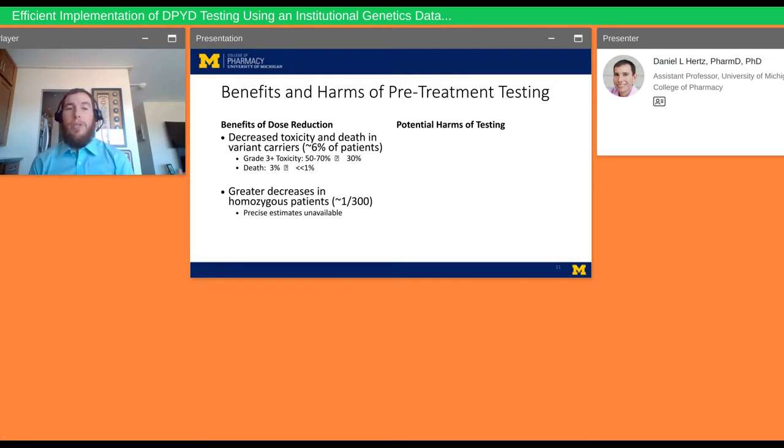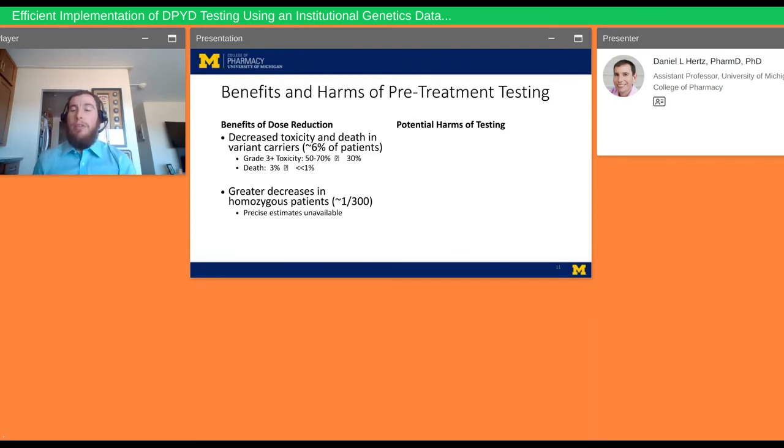So again, starting with the benefits of dose reduction, in our variant carriers, which is about 6% of patients, there is a reduction in grade 3+ toxicity from about 50 to 70% to about 30%, and a reduction in risk of death from about 3% to less than 1%. We believe there's an even greater decrease in the homozygous patients. However, precise estimates are currently unavailable.